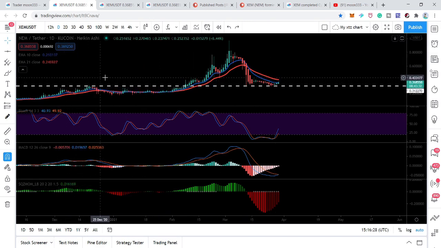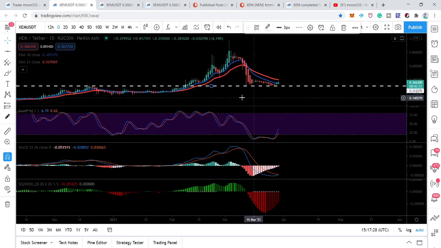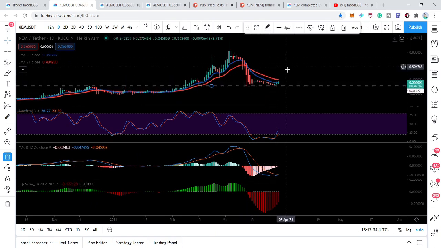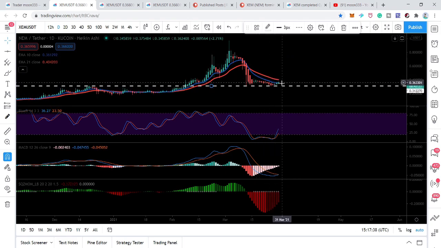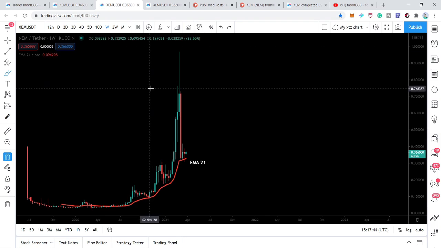You can see that this level was working as a resistance here, and now it has been working as a support. After getting bounced from this level, the price action is likely to move up. Once the price action crosses up this EMA 21, then a bullish rally to the upside will be almost confirmed.